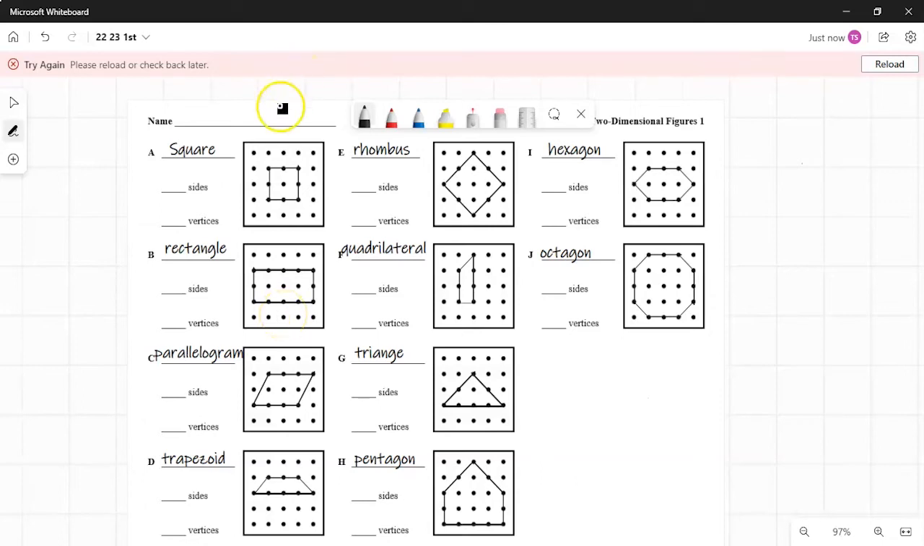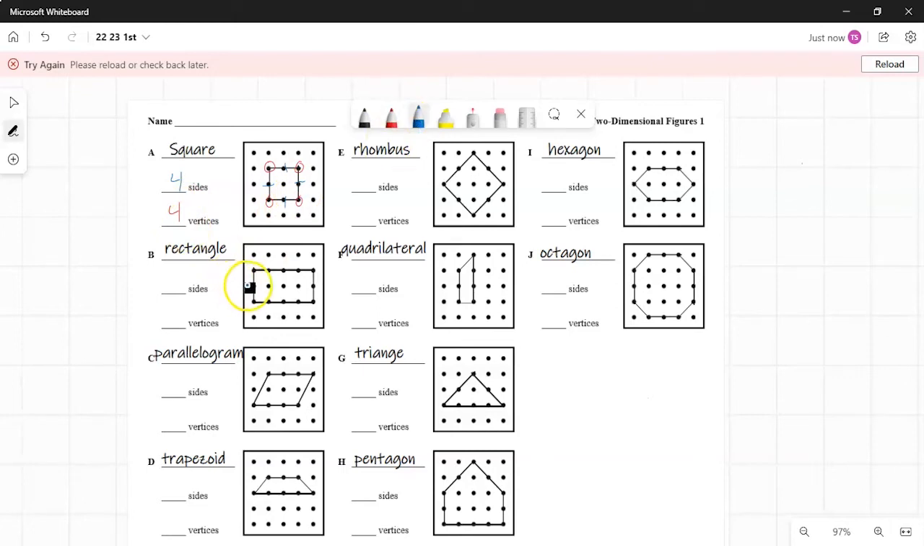So the first one's a square, and we know it's a square because it's got 4 equal length sides. And so if we're counting the sides, I'm going to do the sides in blue. So that's 1, 2, 3, 4. So it's got 4 sides. And vertices, we circle the vertices. It's got 1, 2, 3, 4 vertices. So a square has 4 sides and 4 vertices.